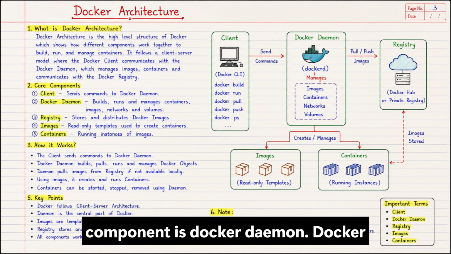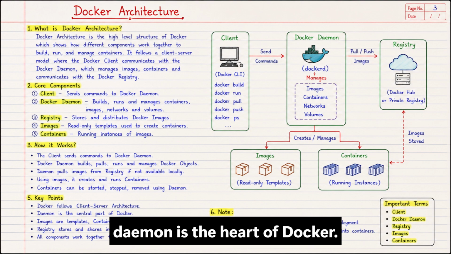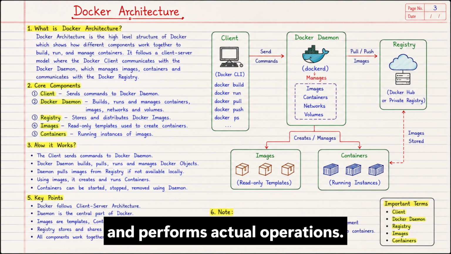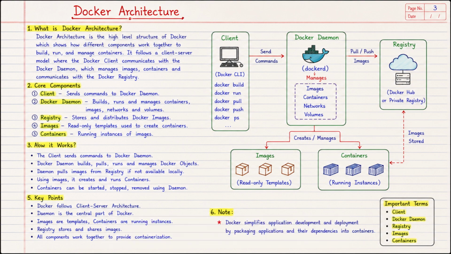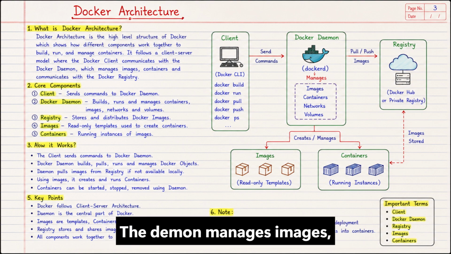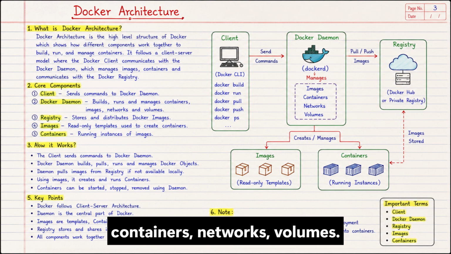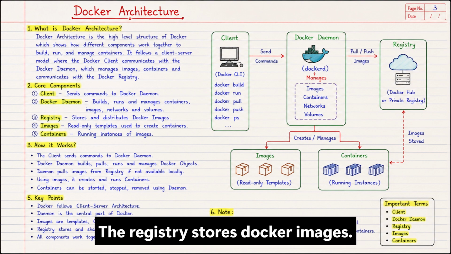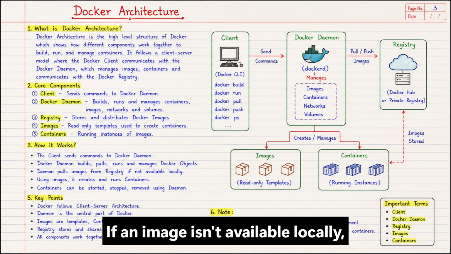The second component is Docker daemon. Docker daemon is the heart of Docker. It receives commands from the client and performs actual operations. The daemon manages images, containers, networks, volumes. The third component is the registry. The registry stores Docker images. If an image isn't available locally, Docker pulls it from the registry.